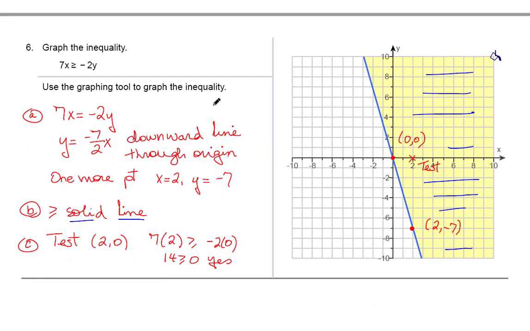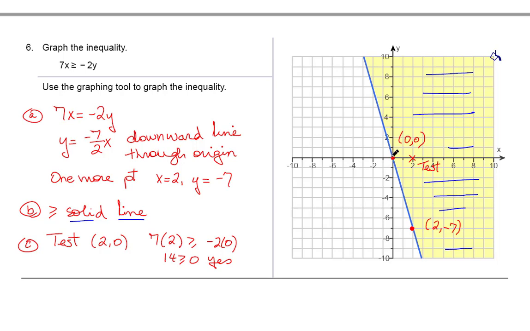All right, so let's see question 6. First off, based on the inequality, it's going to be a solid line. Let's see, it's not very convenient, but if I picked x or y to be 0, I would get the origin. So it is a downward going line. Why is it downward? Well, if I solve for y, I get a minus 7/2 x.